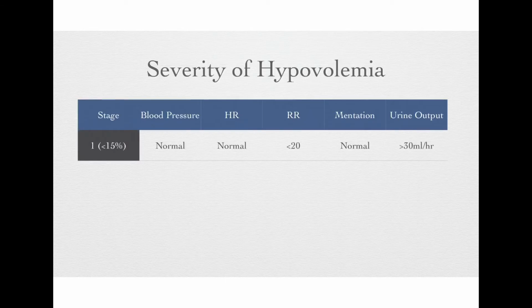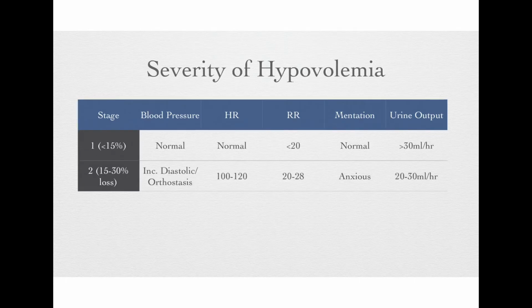In stage 1 hypovolemia, they've lost less than 15% of their total blood volume. The blood pressure at this point is normal. Heart rate is usually normal as well. The patient may have slight tachycardia. Respiratory rate is typically less than 20. The mental status is normal, and the urine output is adequate, greater than 30 cc's per hour.